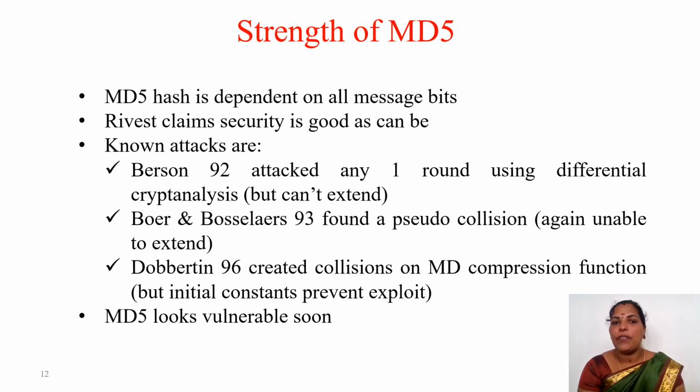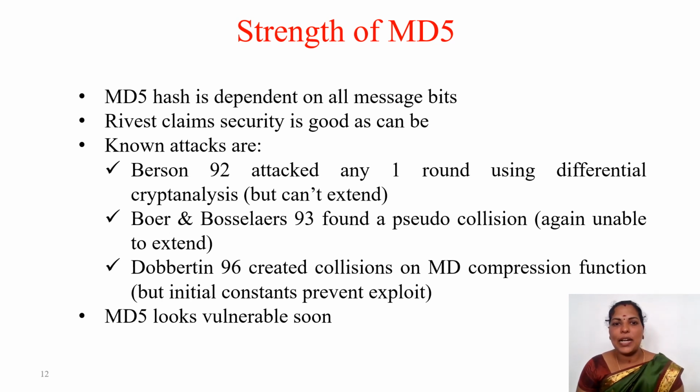So the strength of MD5 is that this MD5 hash is dependent on all the message bits. Whatever the message we are having, it depends on all the message bits, and Rivest claims that security is as good as can be. So whatever security we need from a cryptographic hash function is provided by the MD5 cryptographic hash function, because while inventing it we overcame some of the disadvantages of the earlier versions. At that time we proved that it gives all the security aspects, but nowadays this MD5 is also vulnerable to some attacks.